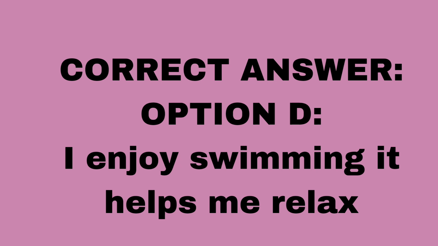"I enjoy swimming" is an independent clause. "It helps me relax" is also an independent clause. In order to join them, you have to put a semicolon. I enjoy swimming; it helps me relax. So "I enjoy swimming" is supposed to be followed by a semicolon before you write "it helps me relax." That is why the correct answer to that question is in option D.